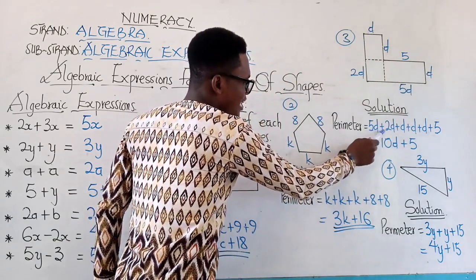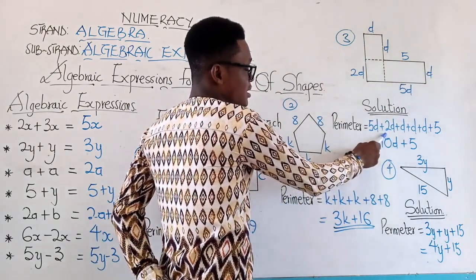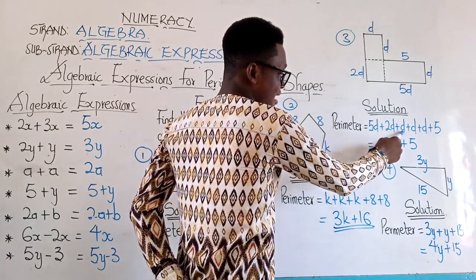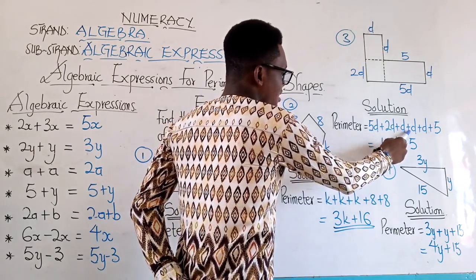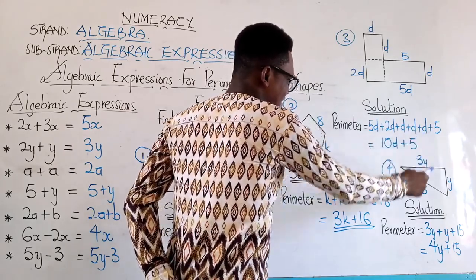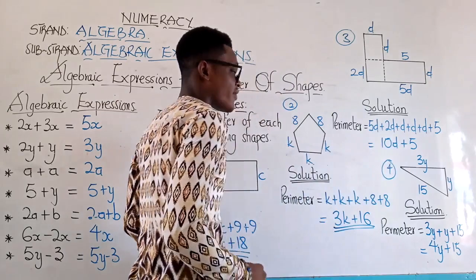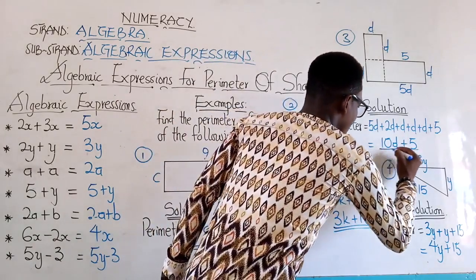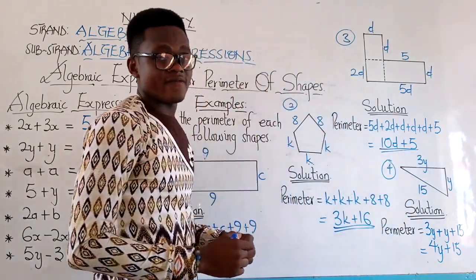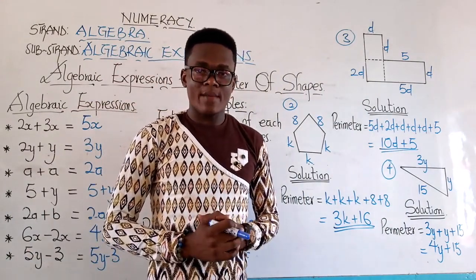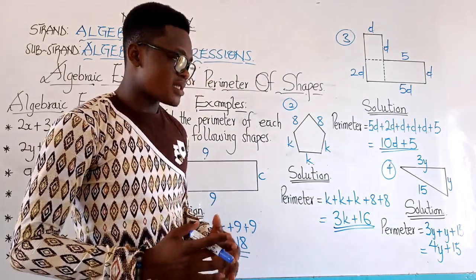So 5D plus 2D will give us 7D. Good. Plus D will give us 8D. Plus D, 9D. Plus D, 10D, as you can see, and then plus 5. So our final answer is 10D plus 5. Okay, let's look at our last example for today's lesson.